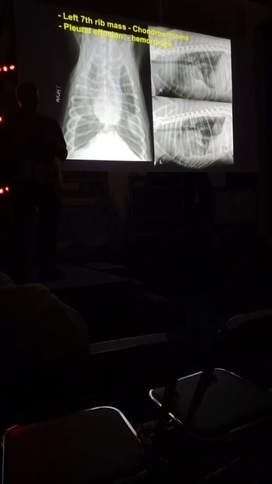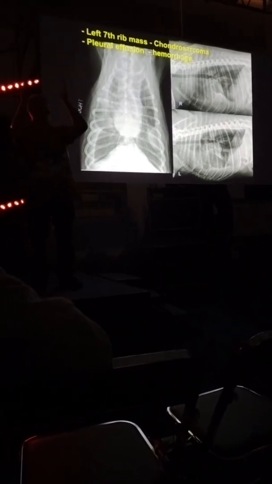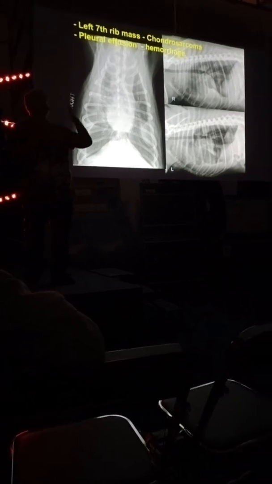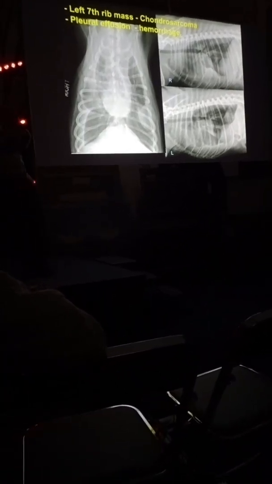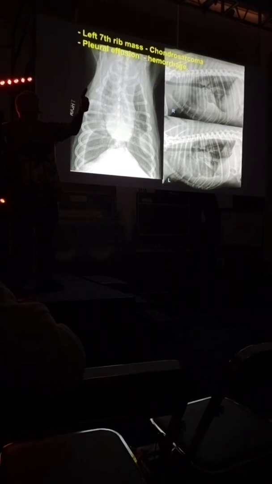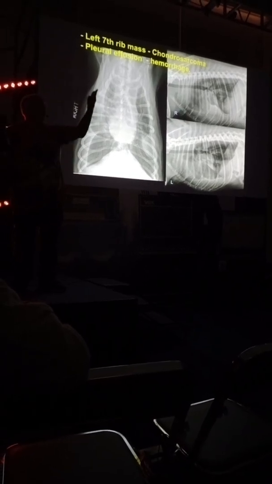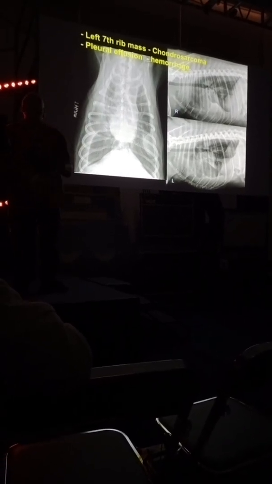If you've been systematic, you looked at the chest wall, you looked at the ribs, you see the lesion. So the goal here is being systematic. Look at the chest wall. It's part of the thorax.